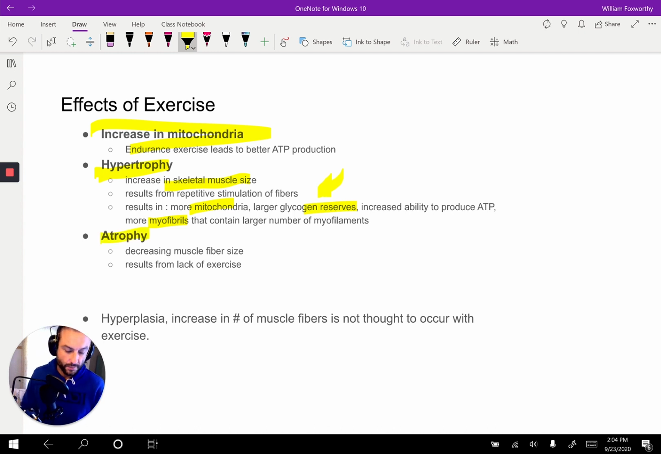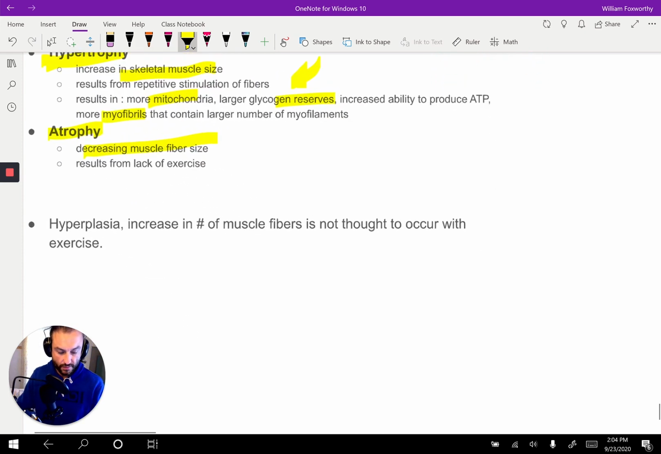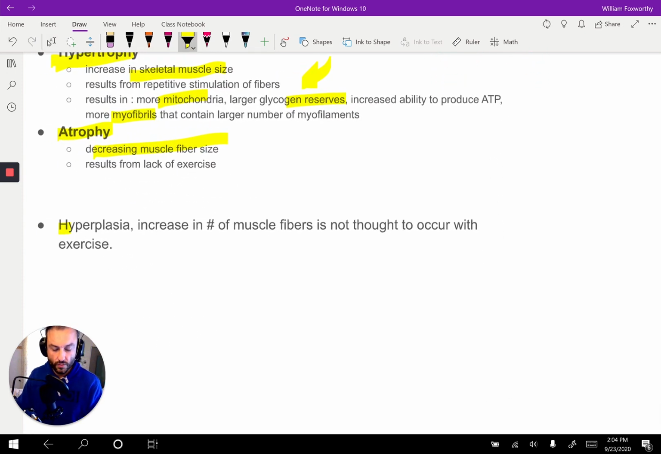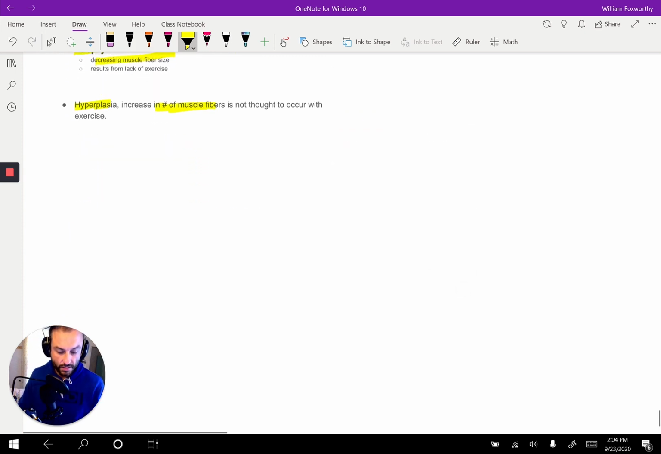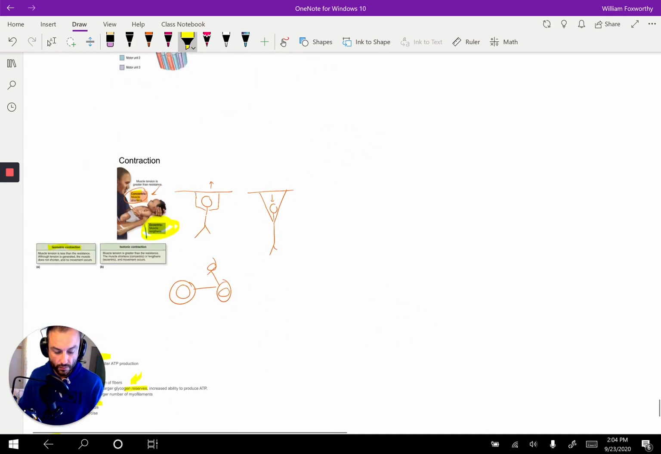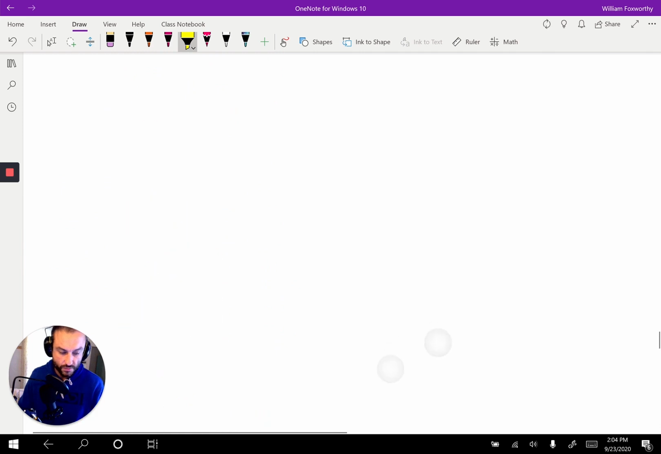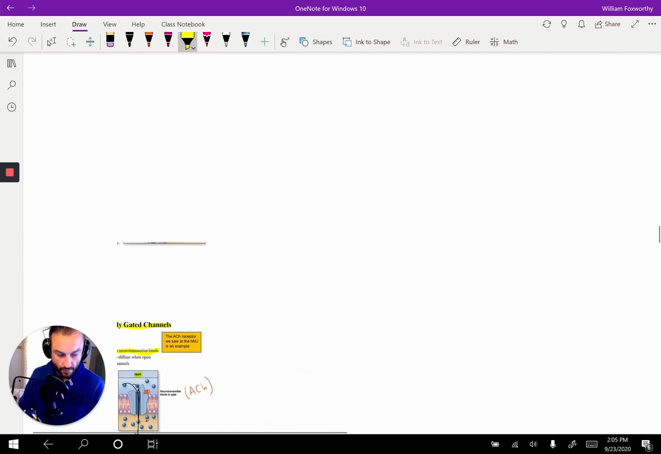Atrophy is the opposite. When you're sedentary, you'll experience a decrease in muscle fiber size, loss of mitochondria, lower glycogen reserves, etc. So, like I said, hyperplasia, which would be an increase in the number of muscle cells, is not thought to occur normally with exercise, although maybe you can get there with some human growth hormone or something like that. People try, but I don't know if they are successful or not.